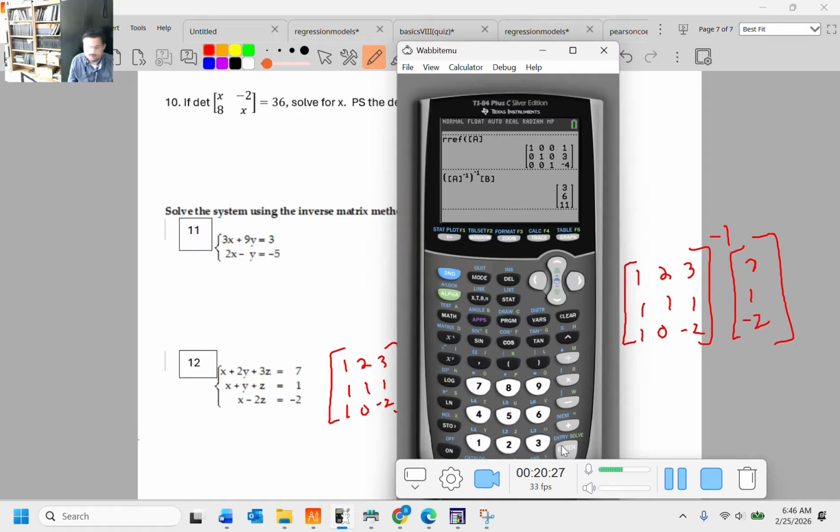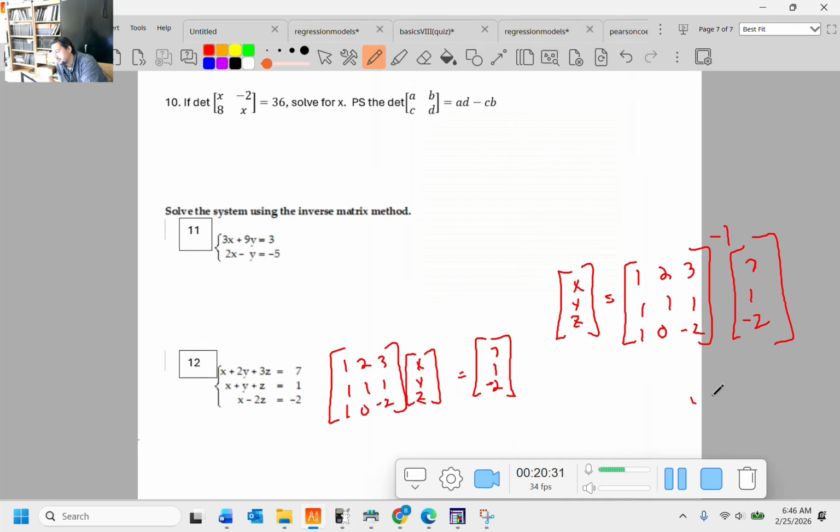And this is the technique that I was actually taught as a kid. I don't remember being taught reduced row echelon form. You can just kind of line up there. X is 3, Y is 6, Z is 11, because that's the lineup process.